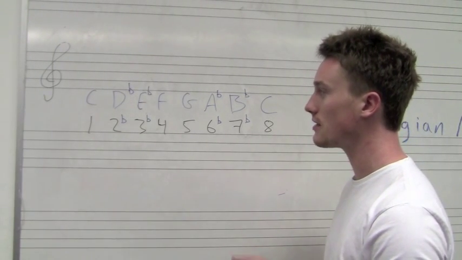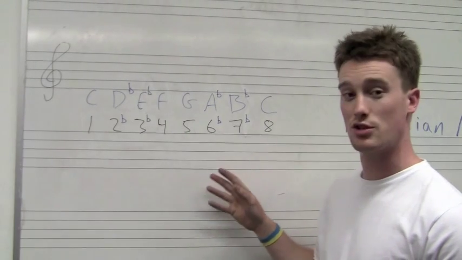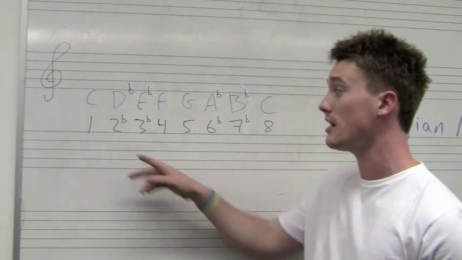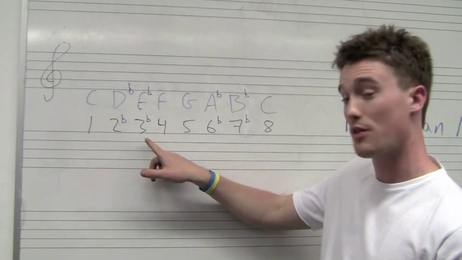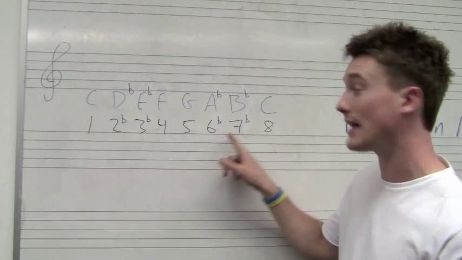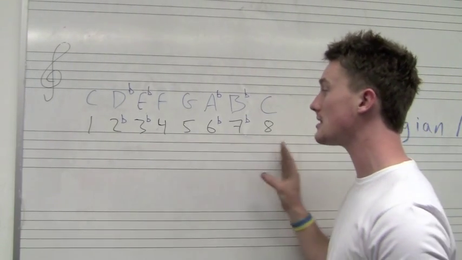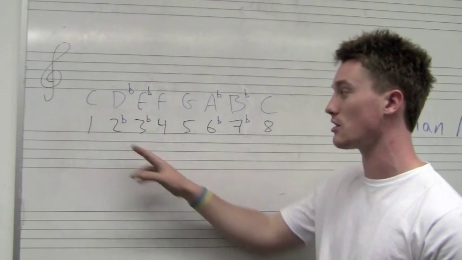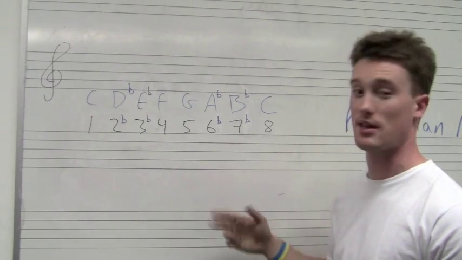So all we've done to the C major scale in order to turn it into the C Phrygian mode is lower the second, lower the third, lower the sixth, and lower the seventh. And that's the easiest way to think of changing things. You just lower the second, third, sixth, and seventh. And now I'll show you how to play.